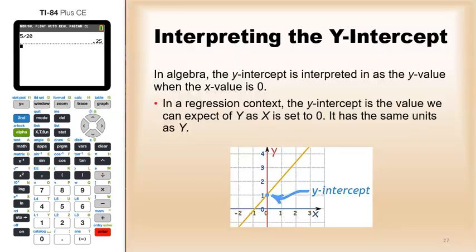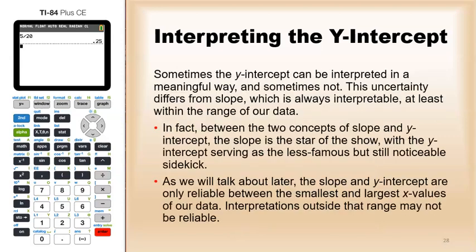Now in algebra, the y-intercept is interpreted as the y value when the x value is 0. In a regression context, the y-intercept is the value we can expect of y as x is set to 0, and it will always have the same units as y. Sometimes the y-intercept can be interpreted in a meaningful way, and sometimes not.